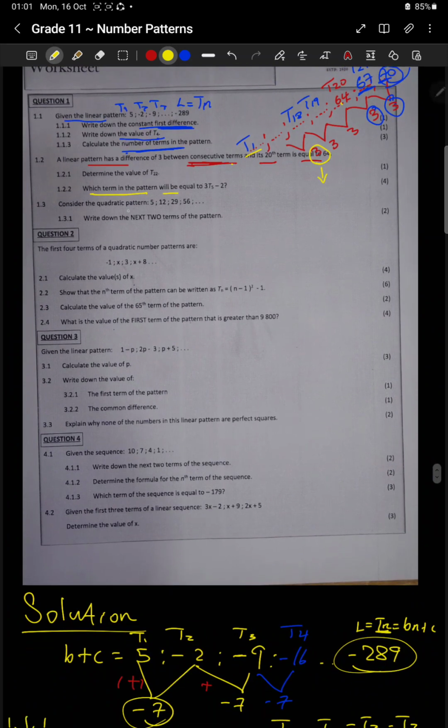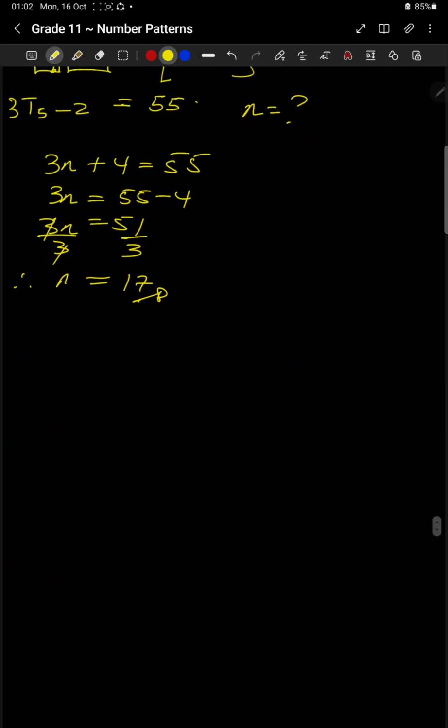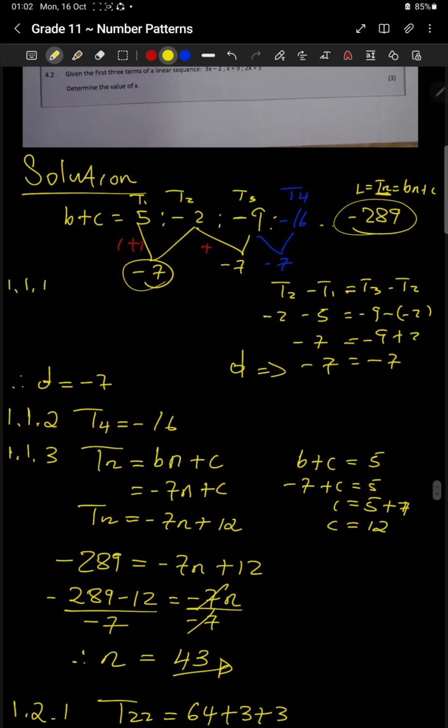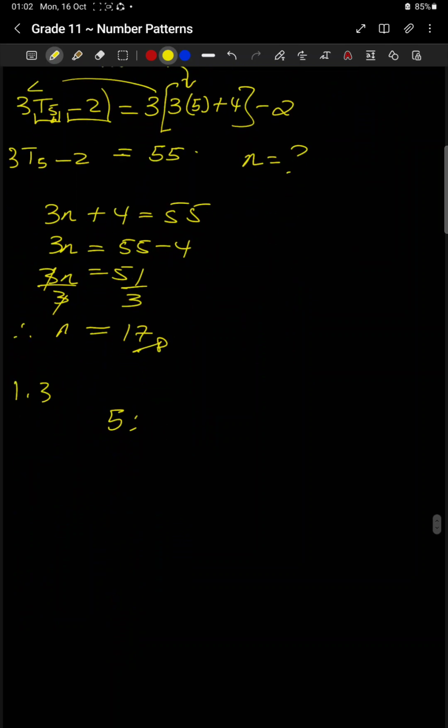And then we go to 1.3. Consider a quadratic pattern 5, 12, 29, 56, and then write down the next two terms. So let's begin to copy them down as they are. In 1.3 we've got 5, 12, 29 and 56 and so on.